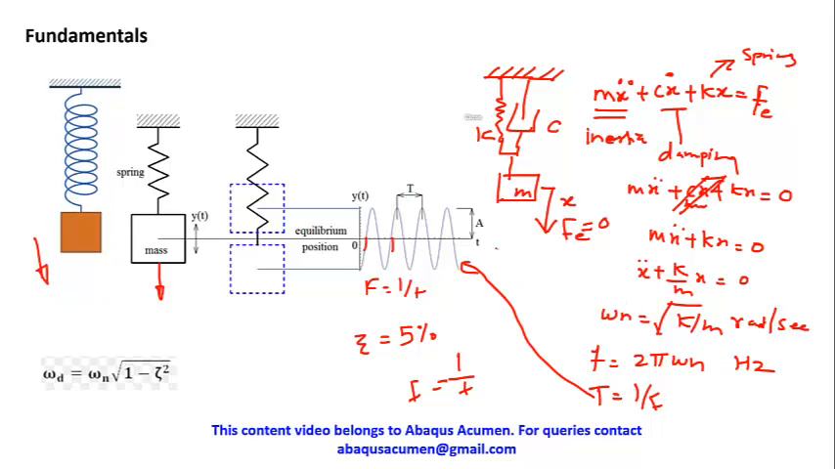The major takeaway from this is that your natural frequency is a function of stiffness and mass. This stiffness is your modal stiffness, geometrical stiffness, and this mass corresponds to that.